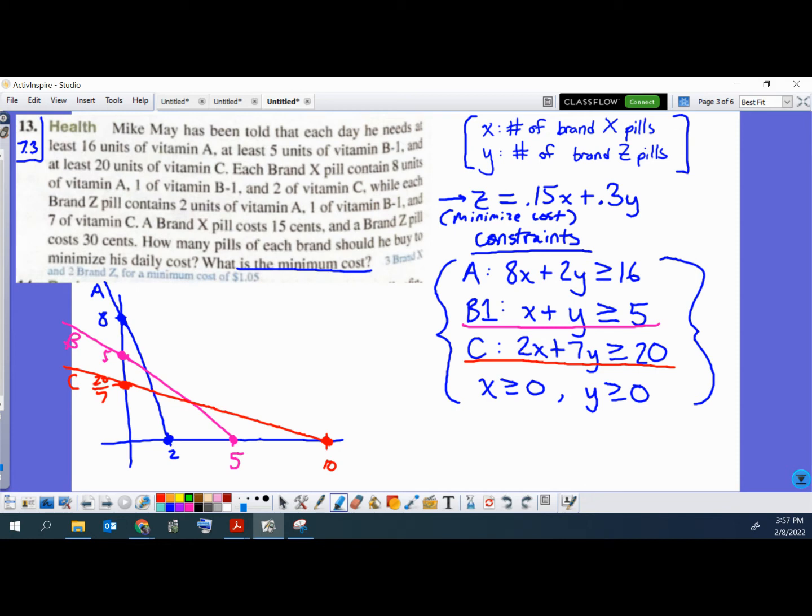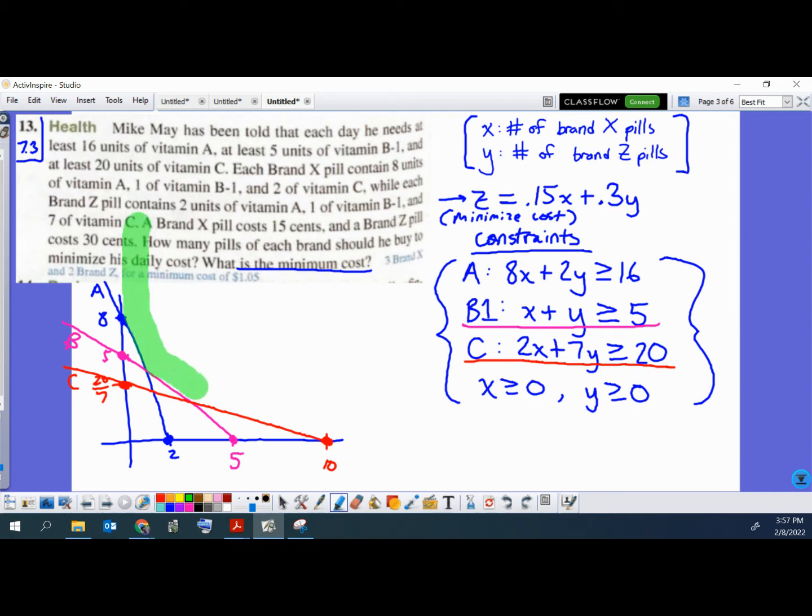And also to the right of the y-axis and above the x-axis, because x and y both have to be greater than or equal to 0. So this is my region up here. And you know what? I'm going to redo this and use a thicker line.